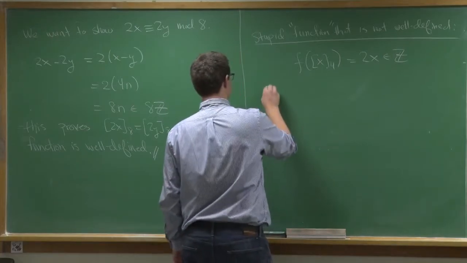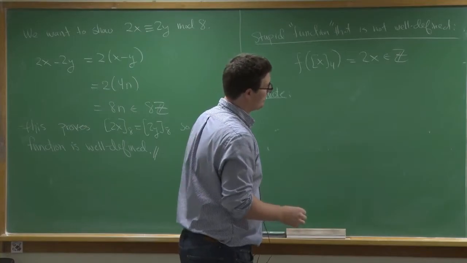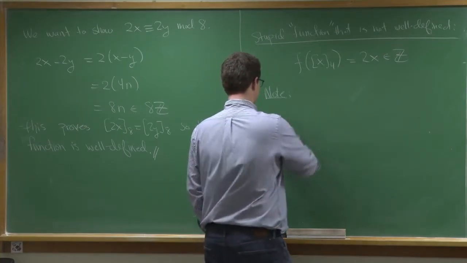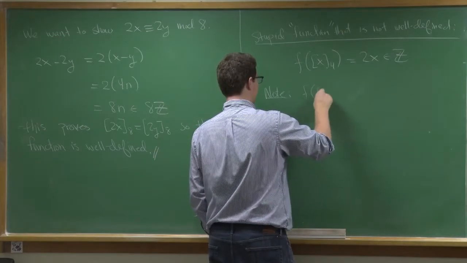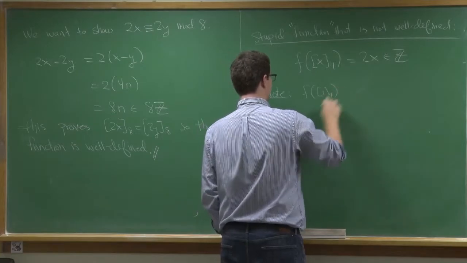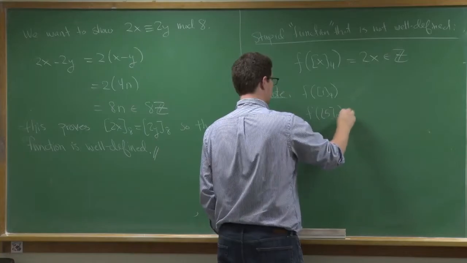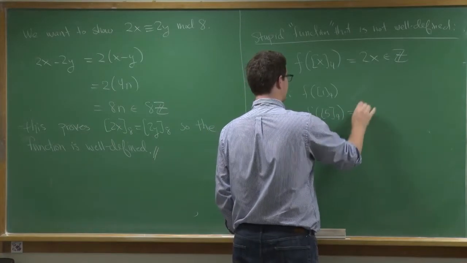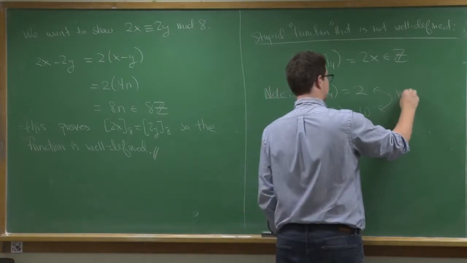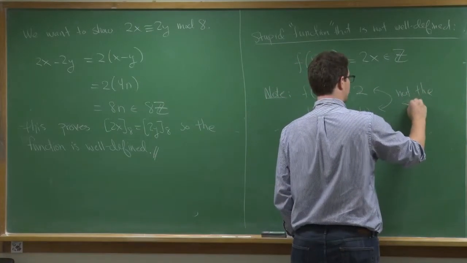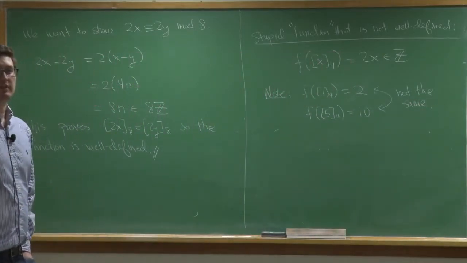So note, to show something is not well defined, we could have, say, f of 1 and f of 5. So this is just 2, or let's say this is 10, and this is 2. So these are not the same. So it's not a function, right? Does that make sense? It's not a function anymore.